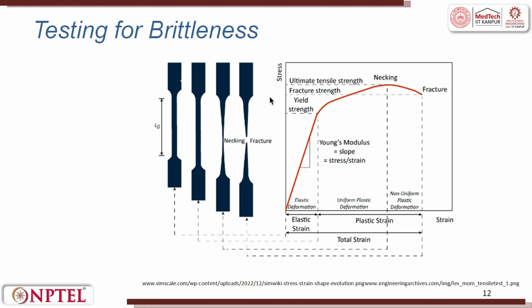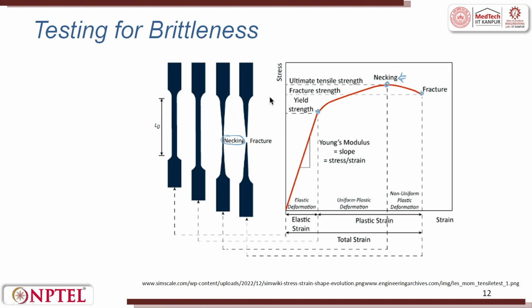So, these are the stages in which you can see the elongation. This is the elastic region, and then you have the yield. From yield you go to ultimate, and from ultimate to fracture. Necking starts at ultimate, and after that it leads to fracture. This is the response you see for a typical metal.